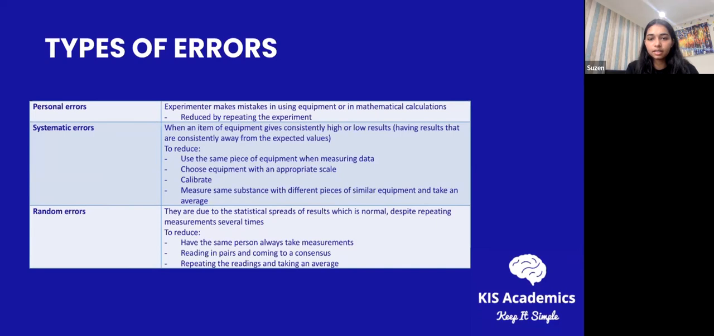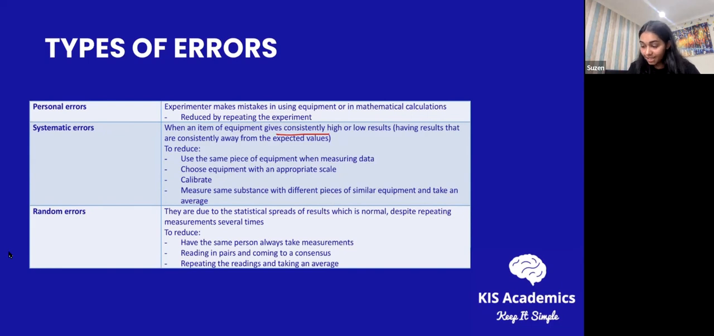If a particular experiment design or method says to use a particular apparatus that is not accurate, then you're constantly going to get the wrong results, no matter what you do. So even though your results will be precise, they're not going to be accurate. They're consistently wrong values, or consistently away from the expected values. In order to reduce them, you use the same piece of equipment when measuring data, you calibrate the equipment, or you choose equipment with an appropriate scale, or measure the same substances with different pieces of similar equipment and then take an average of that.